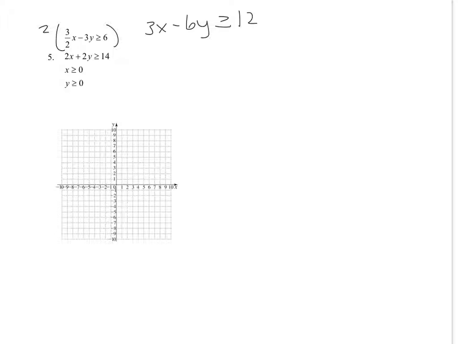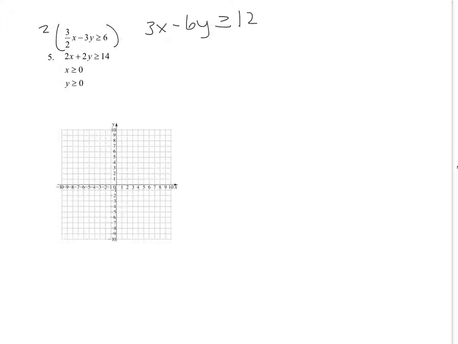Okay? Now, I still have to figure out how I'm going to graph this. So I can choose whether I want to use intercepts or if I want to use slope-intercept form. Your choice. This one is a good candidate for using intercepts simply because I notice both 3, which is the coefficient in front of the x, and 6, which is the coefficient in front of the y, will divide into 12 evenly. When that's the case, it's a good option for using intercepts. You won't end up with fractions.